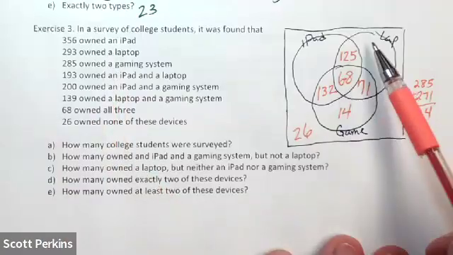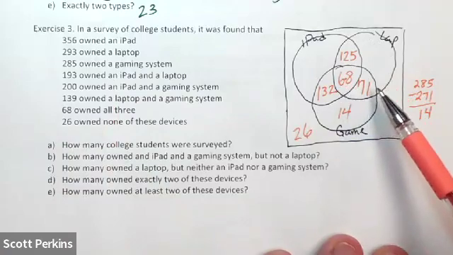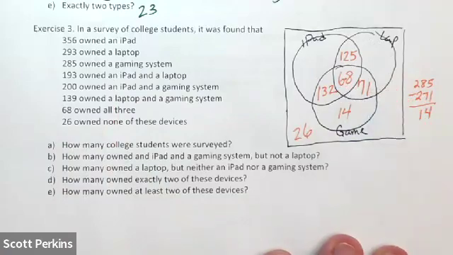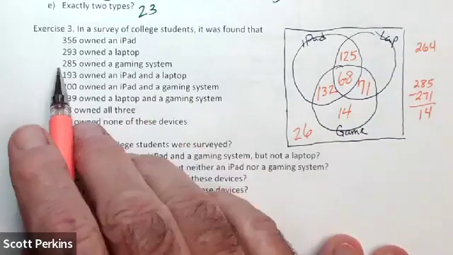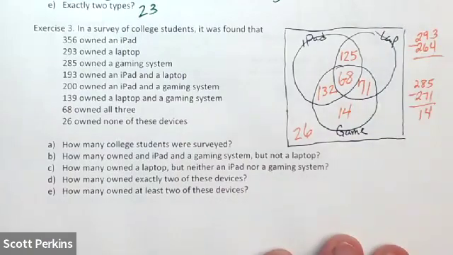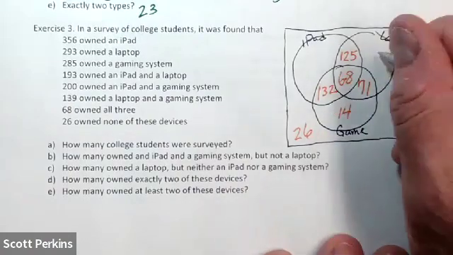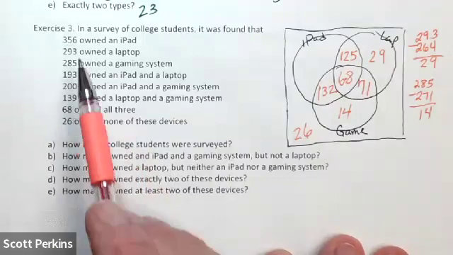293 on a laptop. So here's my laptop circle. I know three of the regions in there. So I'm going to take the 125 plus the 68, then plus the 71. And that means so far I have 264 people in that circle, and I need 293 total. And so when I subtract those two things, it looks like I'm going to get 29 as the result. And we've got one more region, and then we will be at long last done.